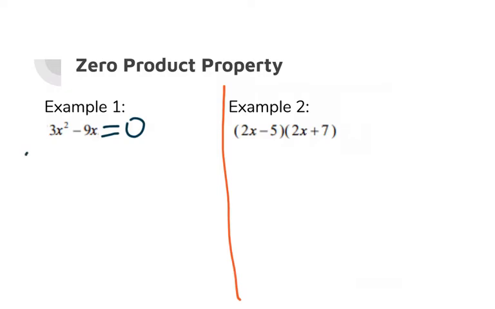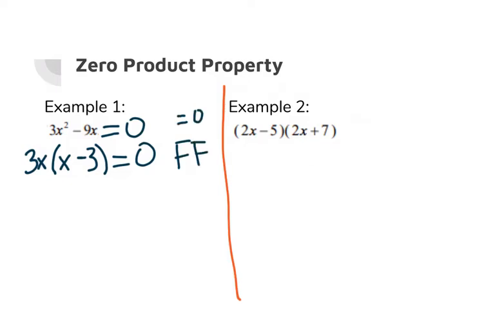So we already did this problem, I think on Monday, where the greatest common factor was 3x. And what was left inside of the parentheses would be x, because 3x times x is 3x squared, minus 3. 3x times negative 3 gives you negative 9x. Now, so let me just say factored form. And the first step is set equal to 0.